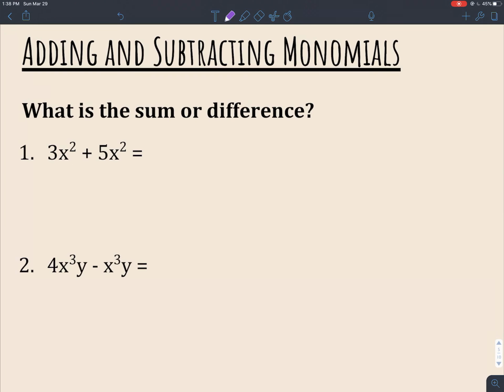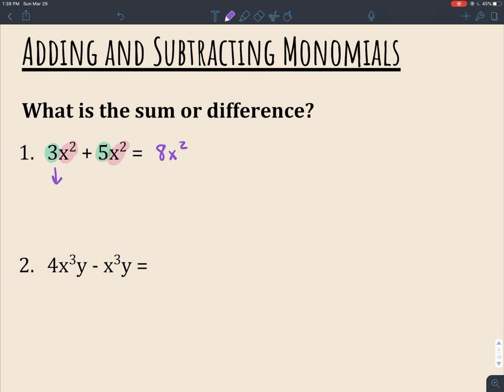When it comes to adding and subtracting monomials, what we're really going to look at is the constants. As long as they are like terms, we can add and subtract them. Looking at number 1, they both have an x squared. So we're going to worry about adding their constants. So 3 plus 5 gives us 8, and then we have x squared.